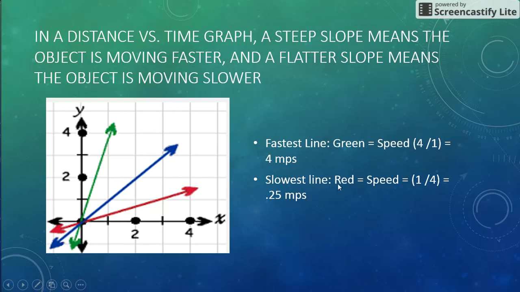And our slowest line was the red line. And this is the flattest line because the distance that it covered was only 1 meter, and it did it in 4 seconds. So 1 divided by 4 is equal to less than 1. It's 0.25 meters per second.